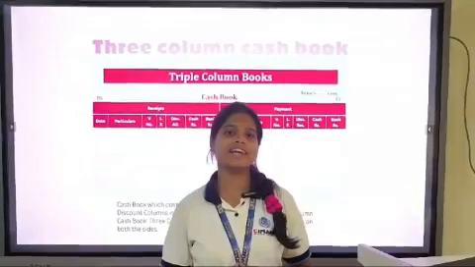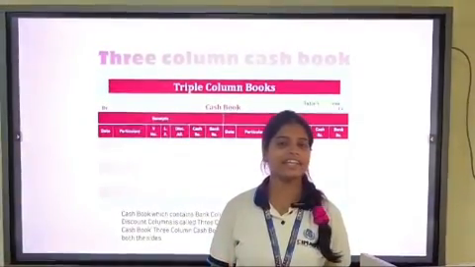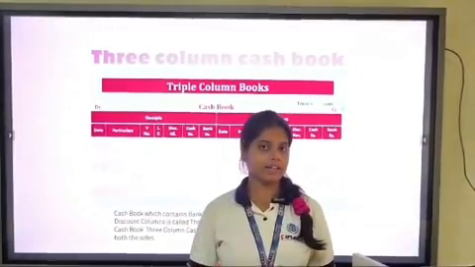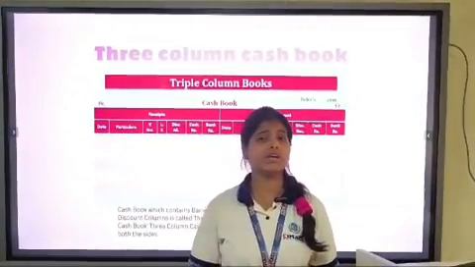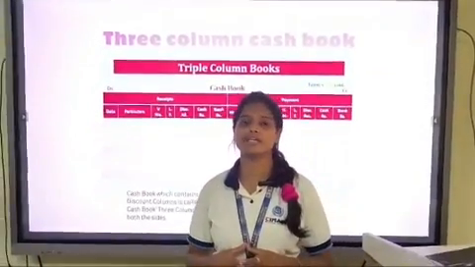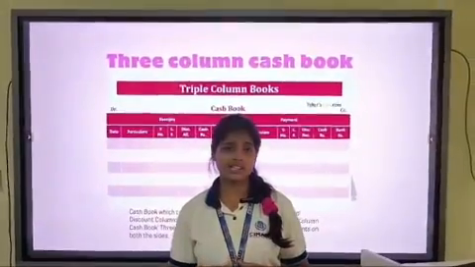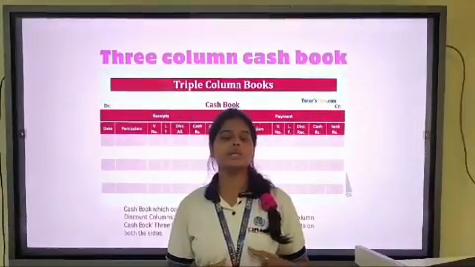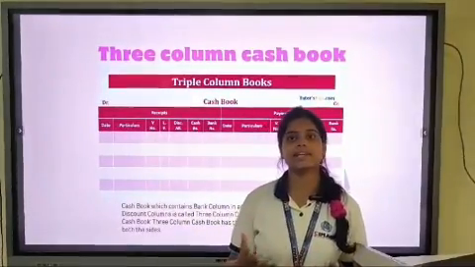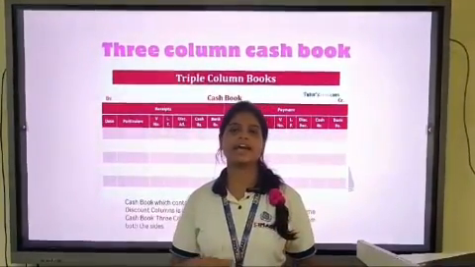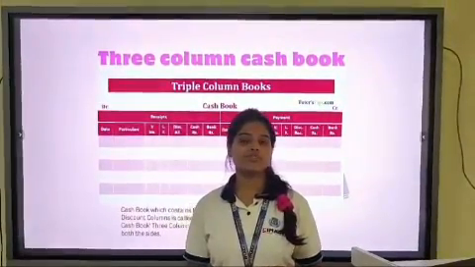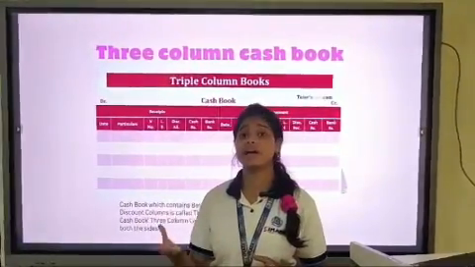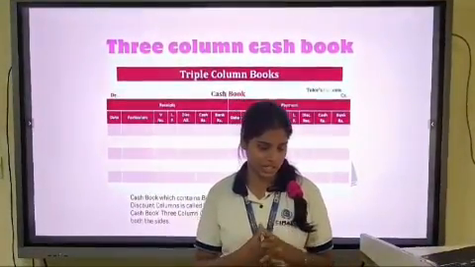I hope you clearly understand the meaning of the cash book, the single column cash book and the double column cash book. Now I will deal with the triple column cash book and the petty cash book. The triple column cash book, also known as the three column cash book, is generally prepared by large organizations because they have a large amount of transactions. It has a debit side on the left and a credit side on the right. The first column is the cash transaction, second is the bank transaction, and third is the discount transaction.